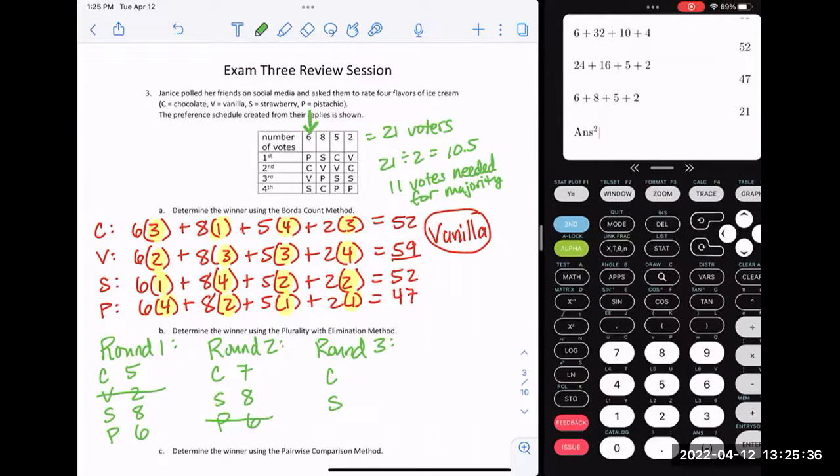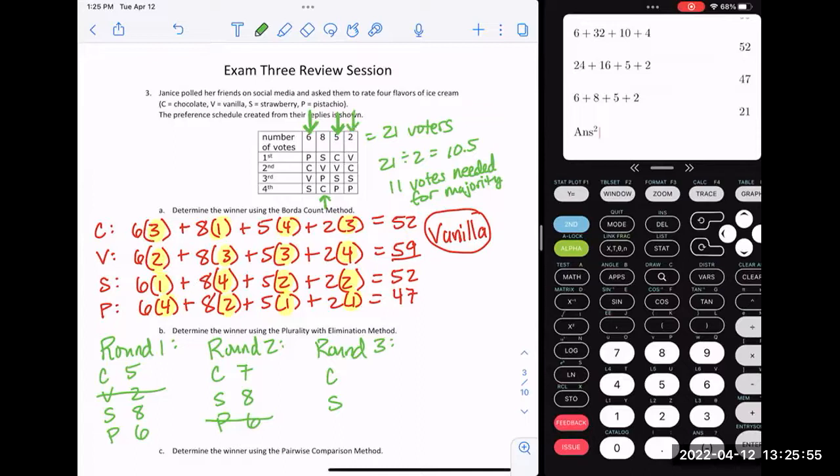The second column, the 8 voters, they had strawberry listed first. So they're going to vote for strawberry. The 5 voters had chocolate listed first. So they're going to vote for chocolate. The last 2 voters, chocolate was listed higher than strawberry. So they're also going to vote for chocolate.